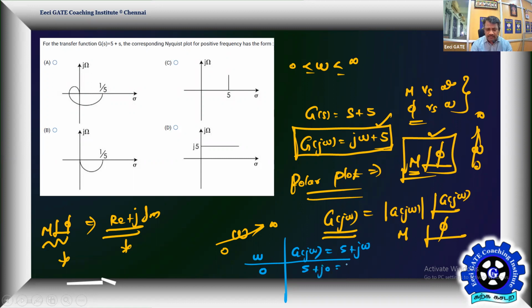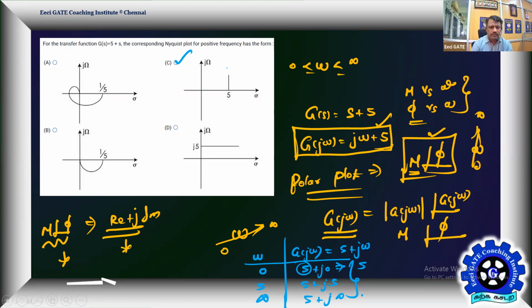Phi plus j0 is nothing but 5. That is, real is 5, imaginary is 0. So I'm going with the rectangle. Then omega is equal to, for example, 5. Suppose I take omega equal to 5, then it becomes 5 plus j5. If omega equals infinity, it becomes 5 plus j infinity. The problem is over. It's going to be a straight line with the real value of 5 and the imaginary part increasing from 0 to infinity. The real is 5 and only the imaginary is increasing, which means option C is the best answer.